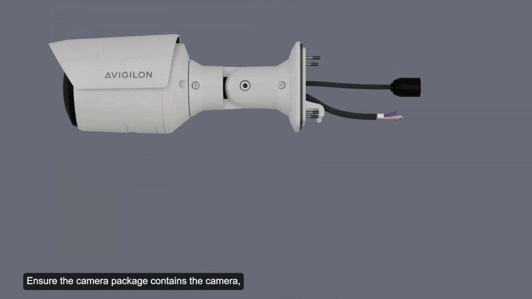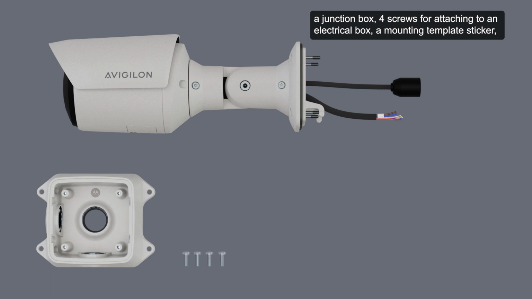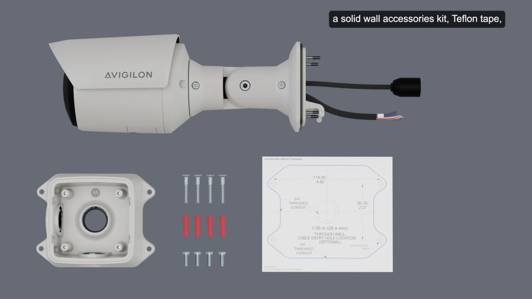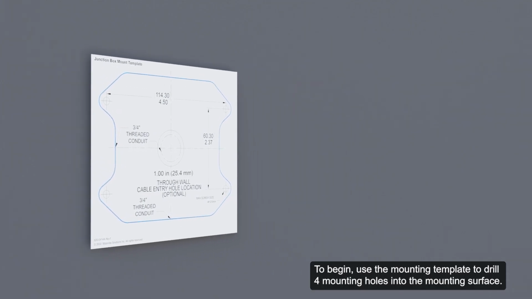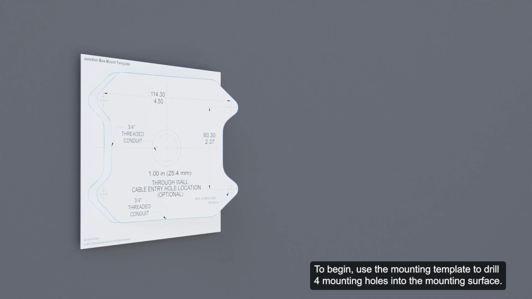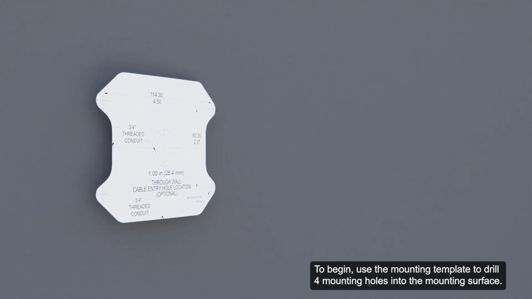Ensure the camera package contains the camera, a junction box, 4 screws for attaching to an electrical box, a mounting template sticker, a solid wall accessories kit, Teflon tape, a protective rubber boot for the Ethernet port, and a T20 driver. To begin, use the mounting template to drill 4 mounting holes into the mounting surface.